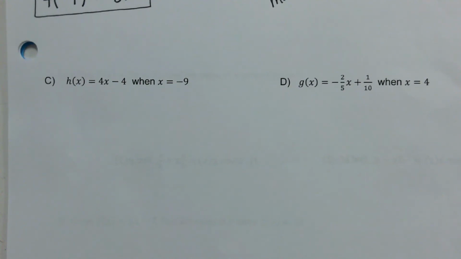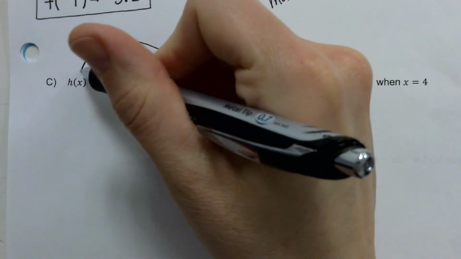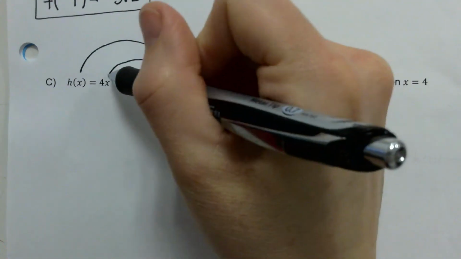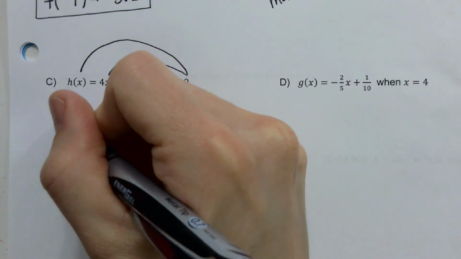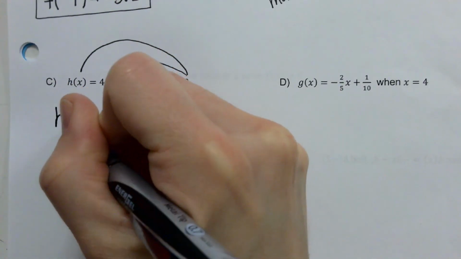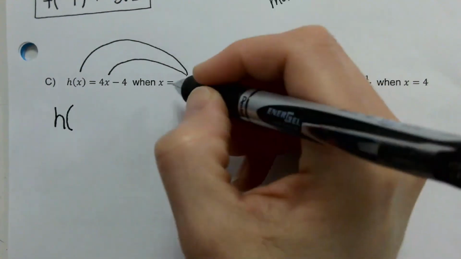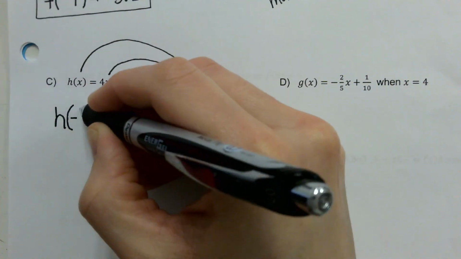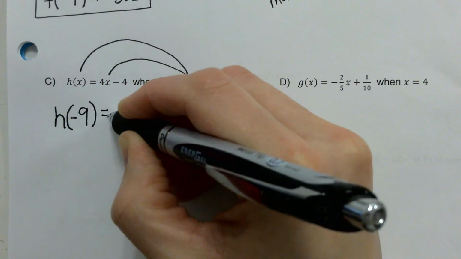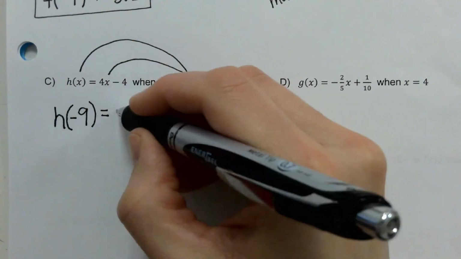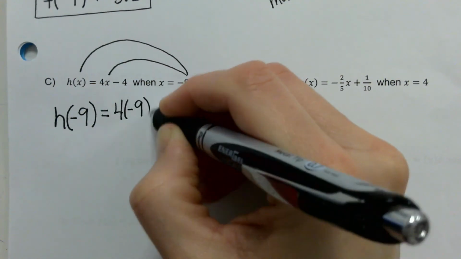Okay, my x value is -9. So right from the get-go this time, I'm going to go ahead and put -9 in for that x value. So my function, this time it's not a function named f, it's a function named h. That doesn't really matter. You can name your function anything you want. h of -9 equals. So my function at -9 is equal to, now let's plug this in, 4 times -9 minus 4.